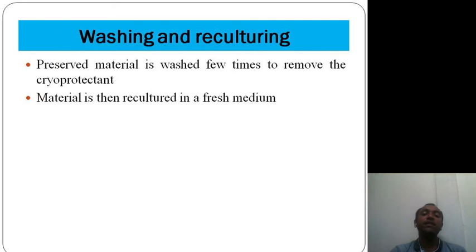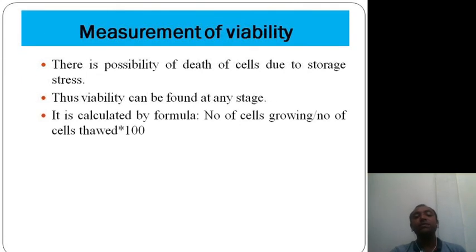Next is washing and reculturing. If you remember, we added cryoprotectants, that is sucrose, DMSO and others, and now you have to remove them. That is the washing. The preserved material is washed a few times to remove the cryoprotectant. Then the material is recultured in a fresh medium. Next step is measurement of viability.